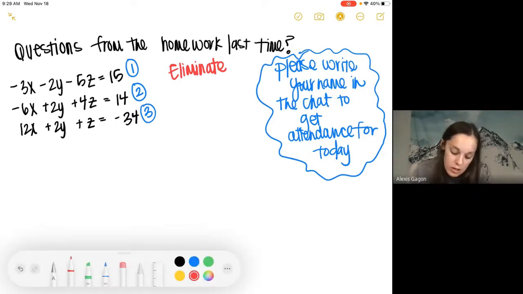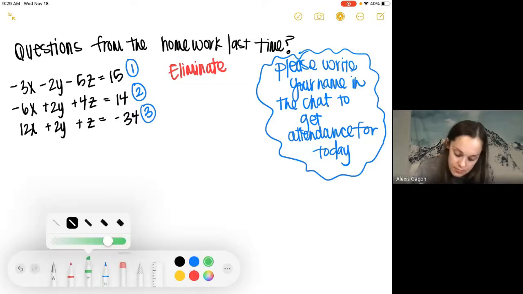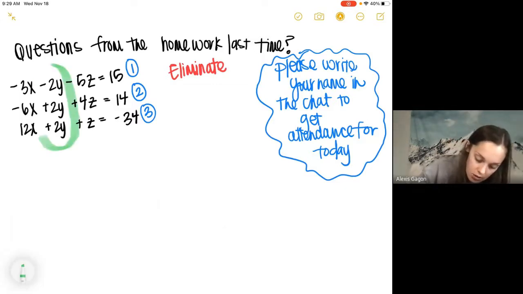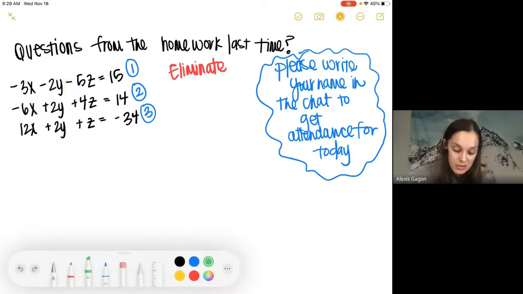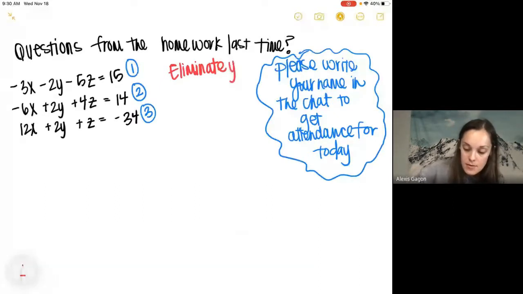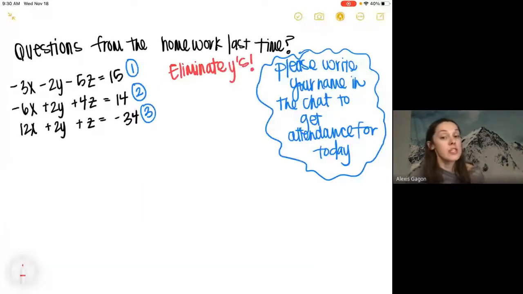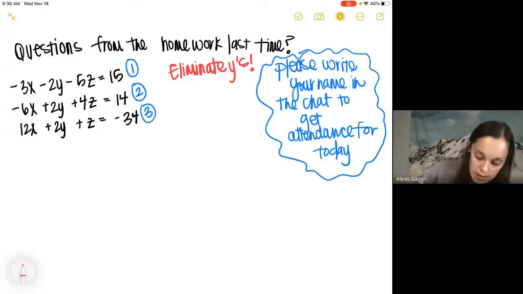Now, just looking at these equations here, I noticed that all of those y's, they're all 2y. One's a negative, but the other two are positive. So that's what I'm going to choose to eliminate. I'm going to eliminate y's because that looks like it's going to be our easiest thing here. If you chose to eliminate x's, you'll end up at the same answer. So it does not matter what you choose to eliminate. But we chose y's, so we have to stick with y's.